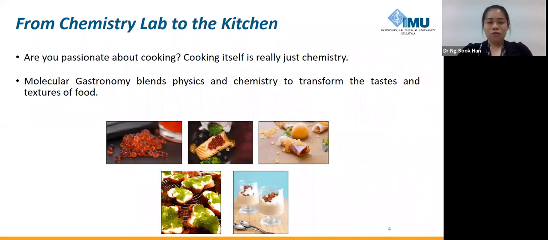Secret life of a pharmaceutical scientist. So many of us must be wondering how to transform a chemistry lab to the kitchen. When we mention the kitchen, are we passionate enough about cooking? Cooking itself is really just chemistry. For example, heating, freezing, mixing, or even blending together are all processes used in the laboratory and in the kitchen.